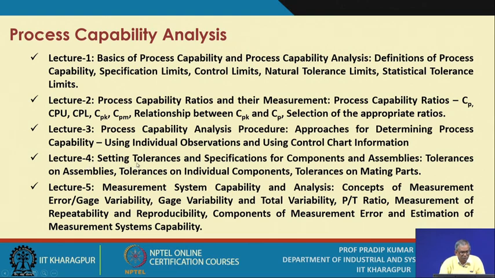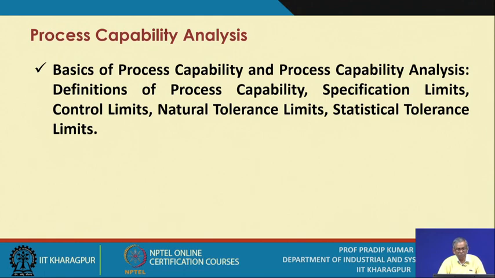During lecture 4, we will be discussing setting tolerances and specifications for components and assemblies. Tolerances on assemblies, that is the first topic. The second topic will be the tolerances on individual components, and the last one will be the tolerances on mating parts. During lecture 5, we talk about measurement systems capability and analysis, concepts of measurement error, gauge variability and total variability, the so-called P by T ratio, measurement of repeatability and reproducibility, components of the measurement error, and estimation of measurement systems capability. So, this will be your coverage under process capability analysis.